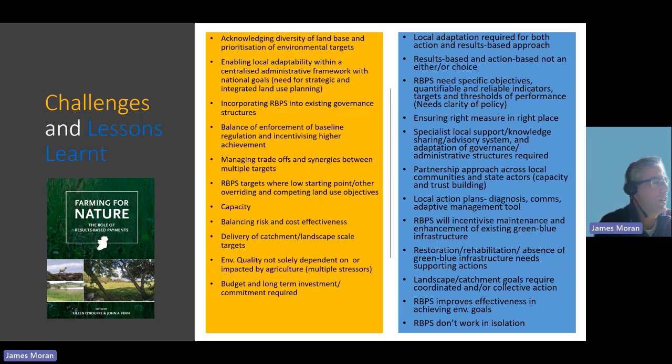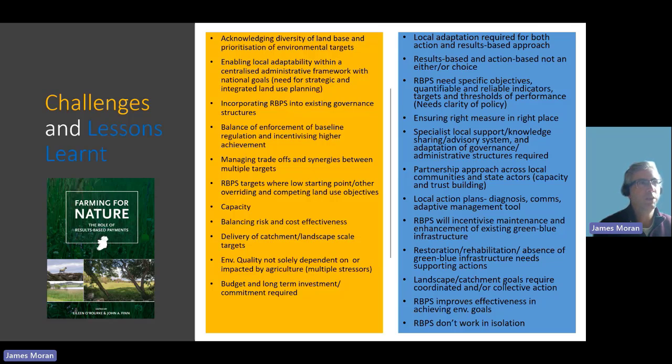What we have seen with these is there is so much variation and diversity across the country that local adaptation is required for both actions and results-based approaches. If we want agri-environmental schemes to achieve their objectives, we have to take into account and realise that one size does not fit all. So results-based and action-based are not an either-or.